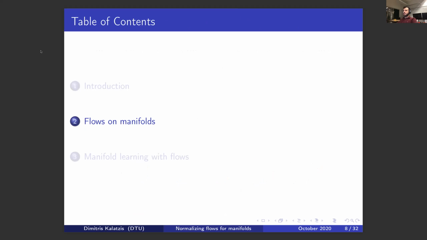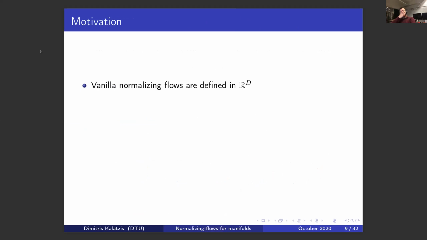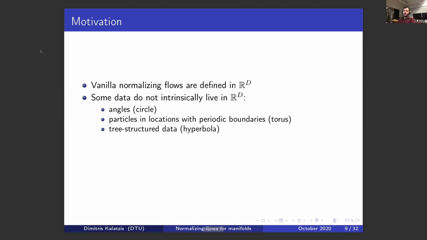Moving on to flows defined on manifolds. Up until this point, we have discussed the basics of flows that are defined in Euclidean spaces. Some types of data, however, do not intrinsically reside in Euclidean space. For example, our data might be angles, which are more naturally represented on the circle, or particles on surfaces with periodic boundaries, which are best represented on the torus.